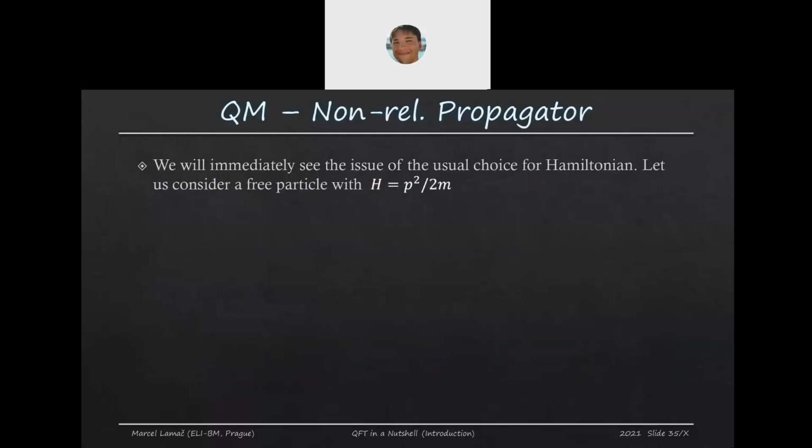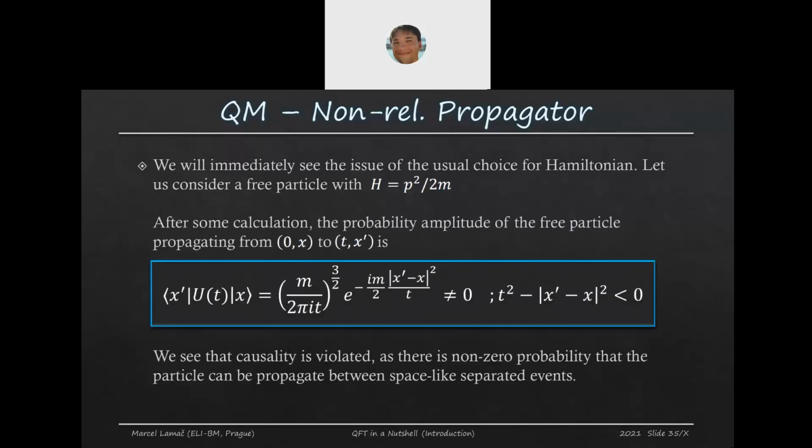We will immediately see that the usual choice of the non-relativistic Hamiltonian for a free particle leads to some complications. If we calculate the probability amplitude, which is simply the evolution of some state, we first take a defined state. If we consider a particle in a defined position state vector, we evolve it to some time t and some position x'. Then we calculate the whole probability amplitude.